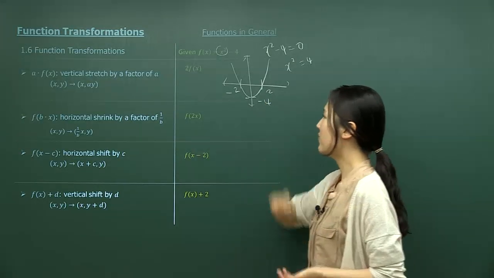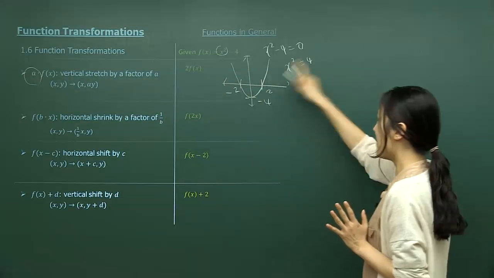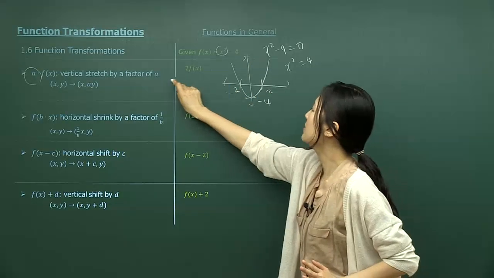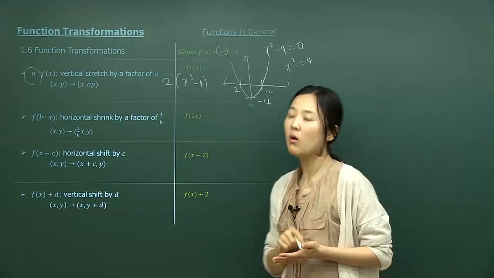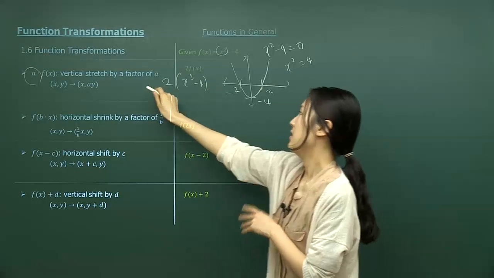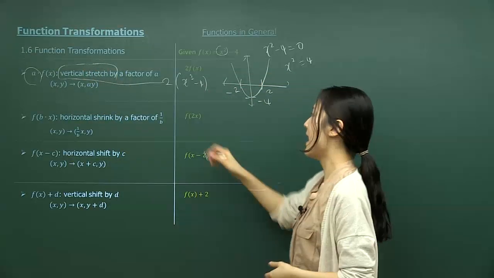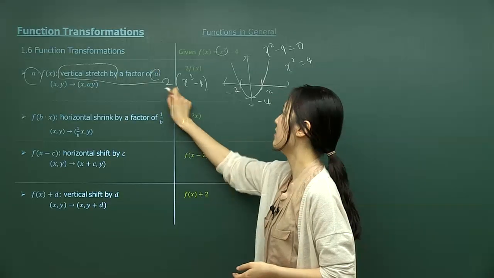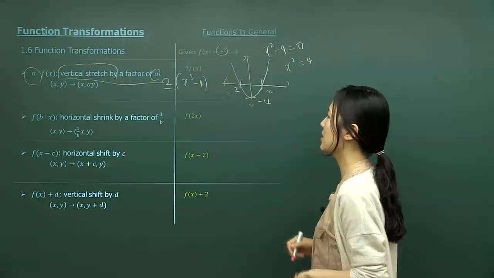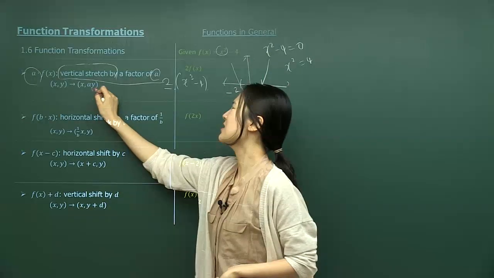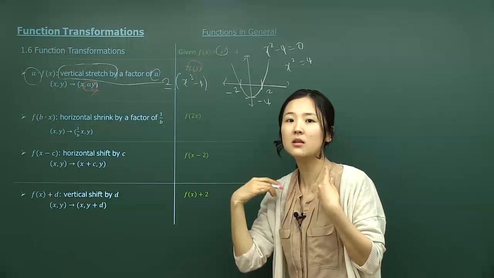Now, when this function is multiplied by something, imagine having 2f of x, so that you will be having 2 times x squared minus 4. What will happen to your graph? The graph gets stretched vertically by the factor of the given value, meaning that your entire graph here will be stretched vertically. You can simply understand this as your y value will be doubled up.